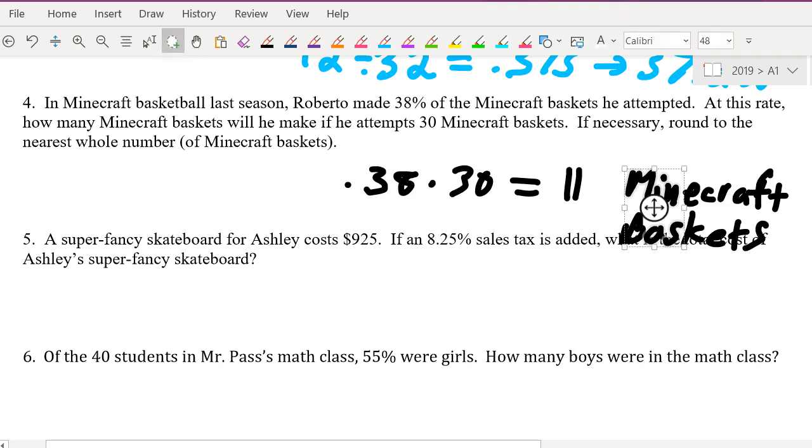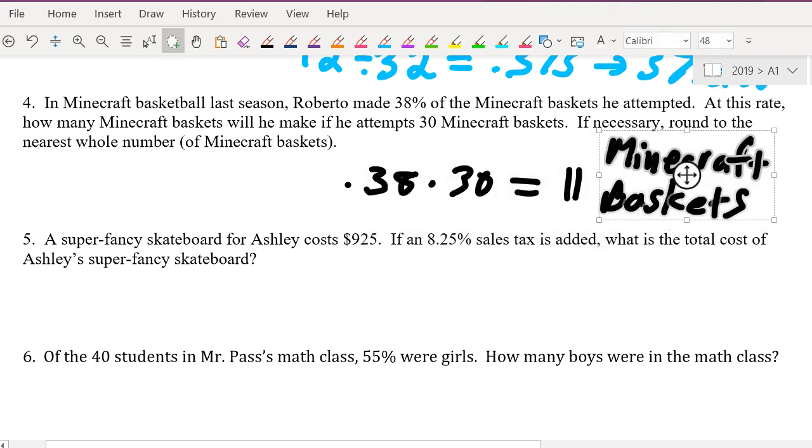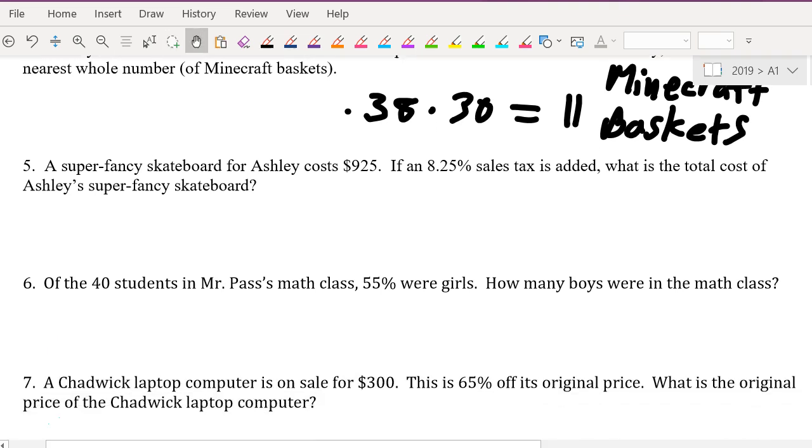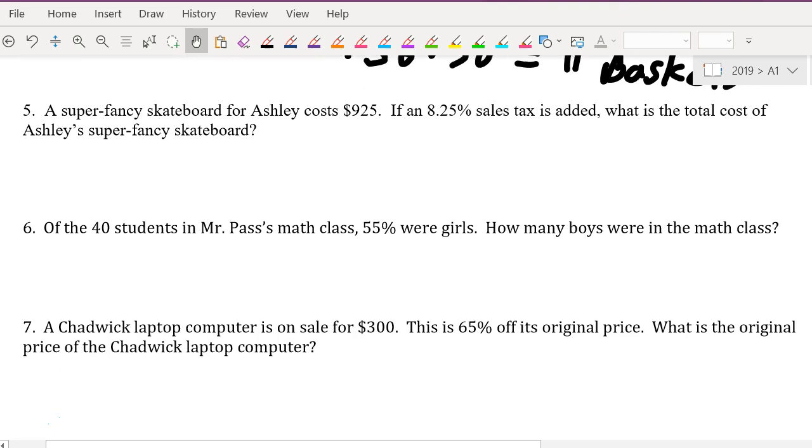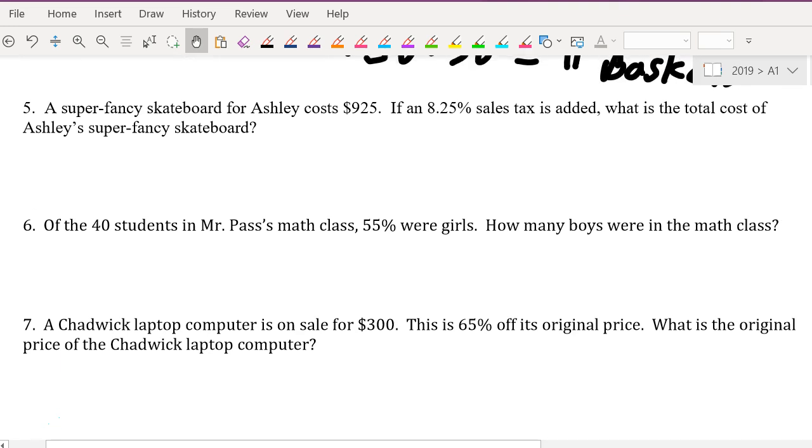Okay, a super fancy skateboard for Ashley. You're a skateboarder, right? I made the price really high just for fun. So how much did Ashley's skateboard cost, everybody? $925 plus tax. Now they have to add tax. So how do we do this?